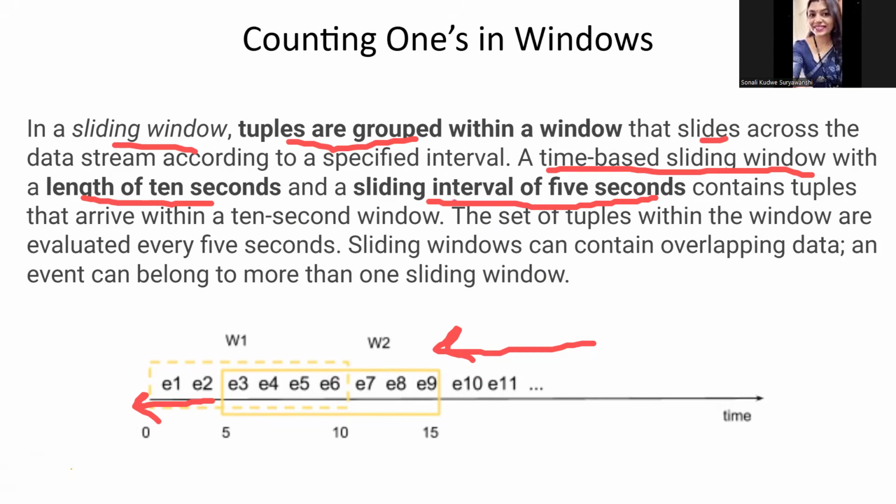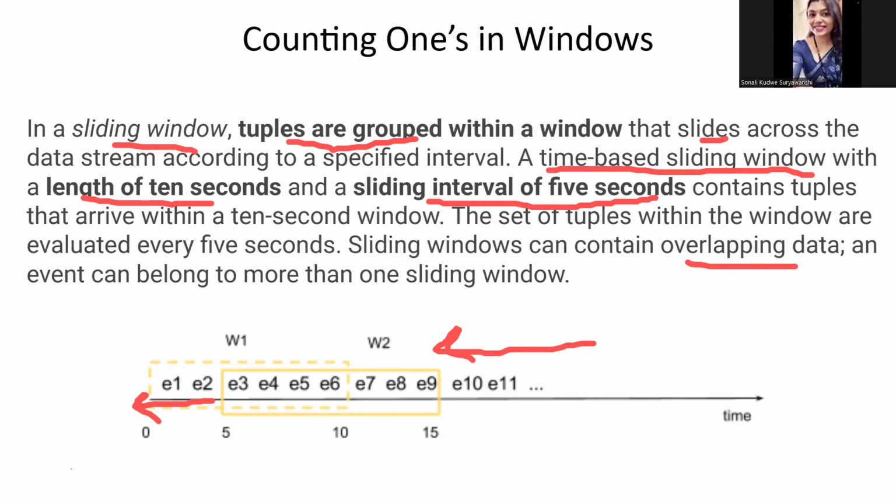Here the sliding window contains overlapping data. You can clearly see E3, E4, E5, E6 were considered in the earlier window, and if I perform analysis, they contribute to the analysis of W1. Later on, these events also contribute to the analysis of the W2 window. So it is okay for the data to overlap in the sliding windows, where the data belongs to more than one window. This is the concept of a sliding window.